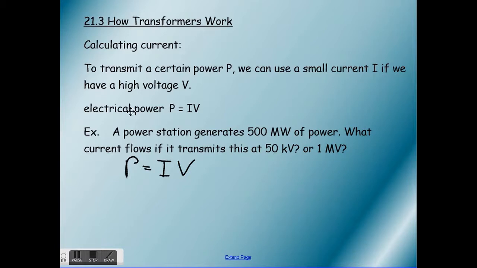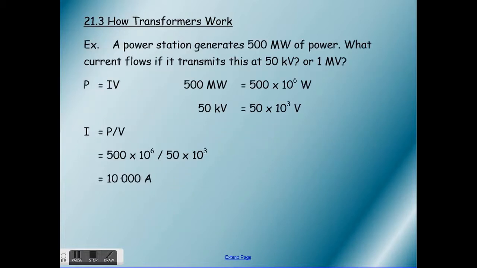So in order for me to find the current, I need to rearrange my formula here. So I is actually equal to P divided by V. Here is what you need to do. P equals IV, we rearrange it to get current is equal to power divided by voltage.